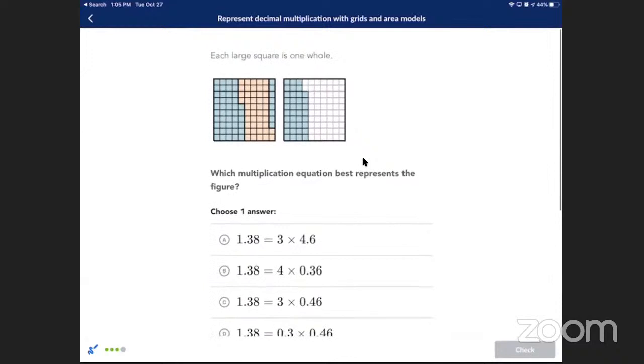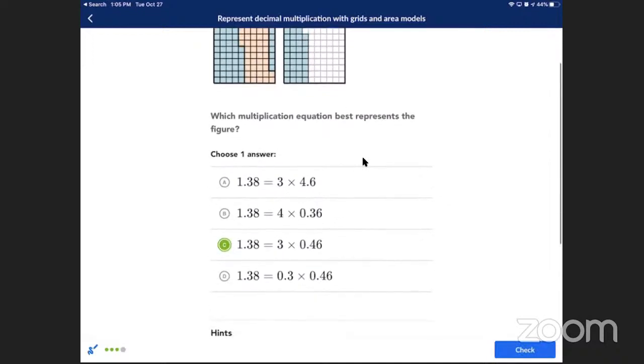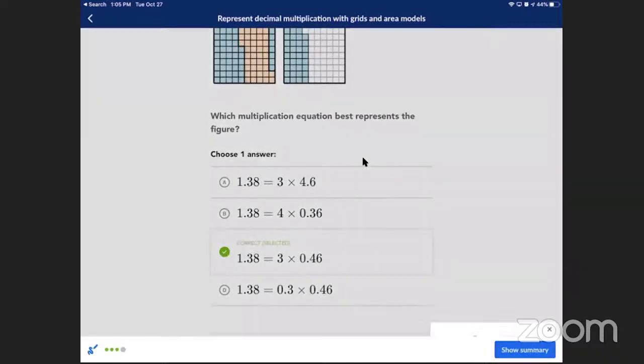This color is just set up because they were trying to show different groups. So now we know that there's 3 groups of 46. Now we can say that it's going to be 3 times 46 because each group is 46.